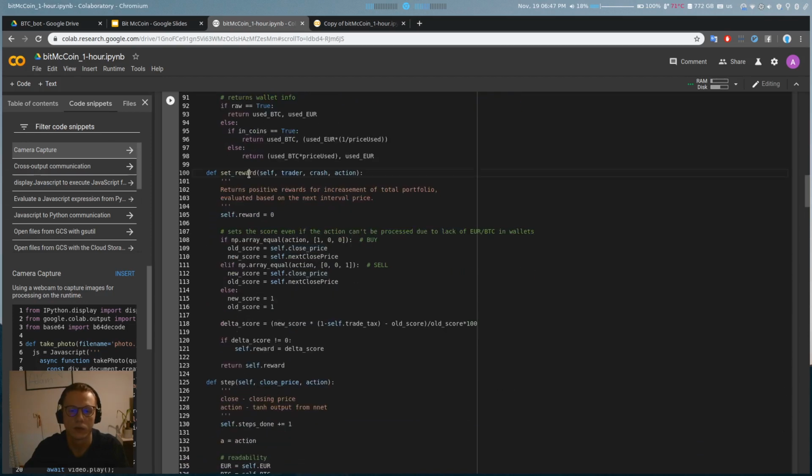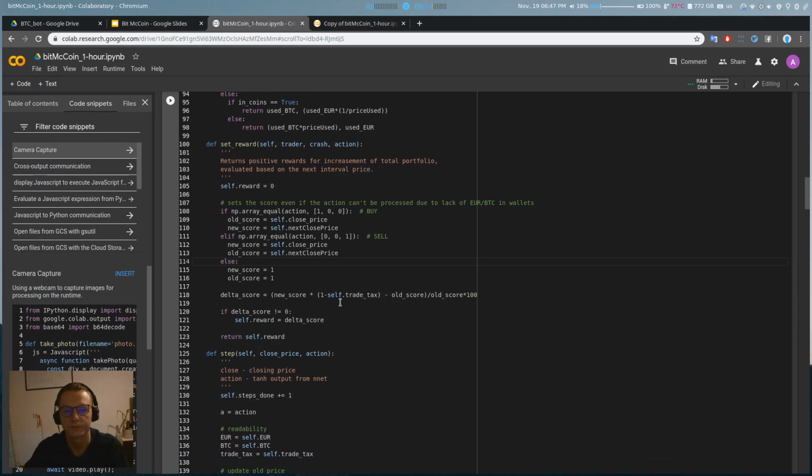Now the setReward function is a key function here. What it actually does is it's the incentivization function for the Deep Q agent. So if the bot performs well, the setReward function will output a positive score. If it performs poorly, it will be a negative one, and it's calculated in the following manner. It determines the old and new score by the change of actions.